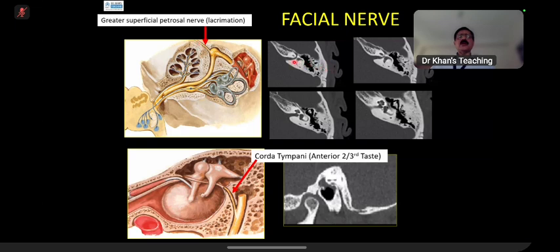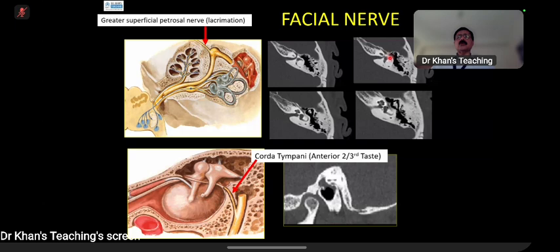We can see this very well here. The labyrinthine portion is visible here. This is the geniculate ganglion. One point which I forgot to tell you, one landmark is that this is the lateral semicircular canal, and the facial nerve passes below it. Remember that in the medial wall of the middle ear. So this is the middle ear.